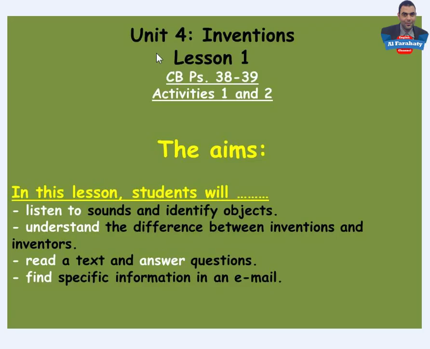Let's check. Unit 4 Inventions, Lesson 1. Class book pages 38 and 39. Activities 1 and 2. The aims. In this lesson, students will listen to sounds and identify objects, understand the difference between inventions and inventors, read a text and answer questions, find the specific information in an email.